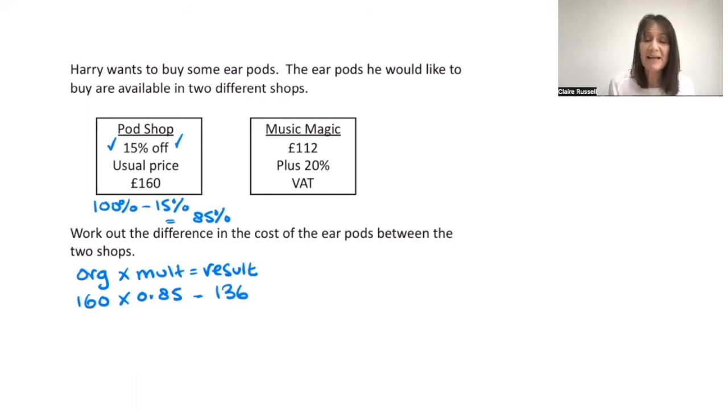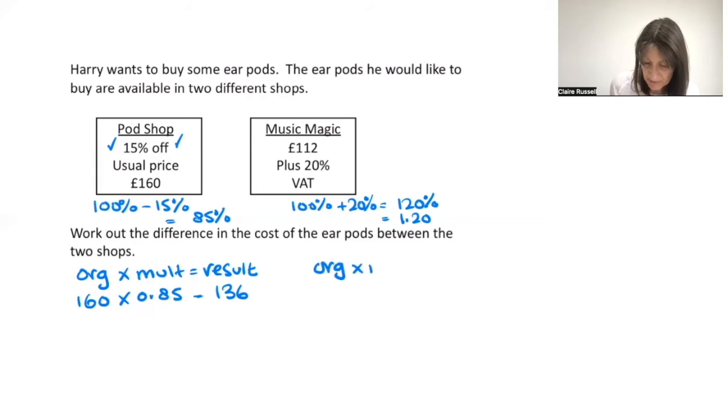Then looking at Music Magic is plus 20%. So this is an increase, which is going to give me 120%. And as a decimal, 1.2 or 1.20. You do whatever's comfortable. If you want to keep that 0 in, you can. It really isn't a problem. So it's original times multiplier equals result.